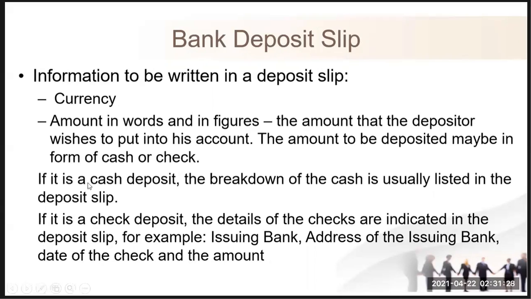Ayun. If it is a cash deposit, the breakdown of the cash is usually listed in the deposit. Ilang 100, ilang 500, ilang tig-20, ilang tig-1,000. Okay, and then ito total din natin yun. If it is a check deposit, the details of the checks are indicated in the deposit slip. For example, issuing bank, address of the issuing bank, date of the check, the amount, yung mga branch, ganyan.